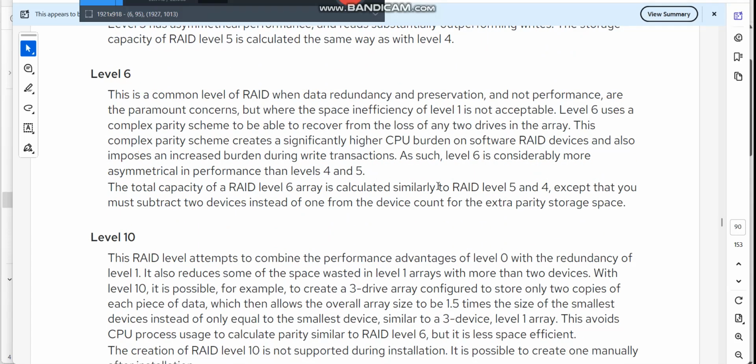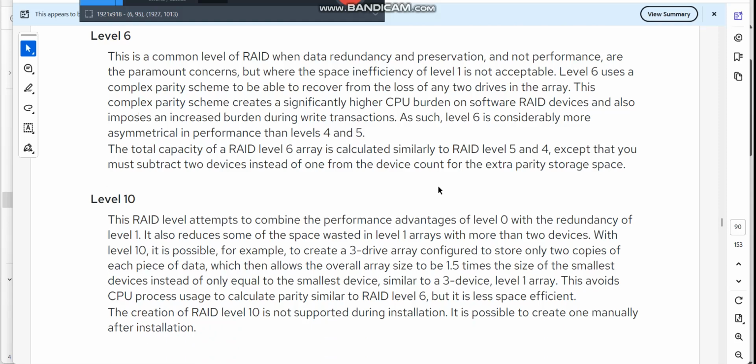RAID level 6. This is a common level of RAID when data redundancy and preservation, and not performance, are the paramount concerns, but where the space inefficiency of level 1 is not acceptable. Level 6 uses a complex parity scheme to be able to recover from the loss of any two drives in the array. This complex parity scheme creates a significantly higher CPU burden on software RAID devices and also imposes an increased burden during RAID transactions.